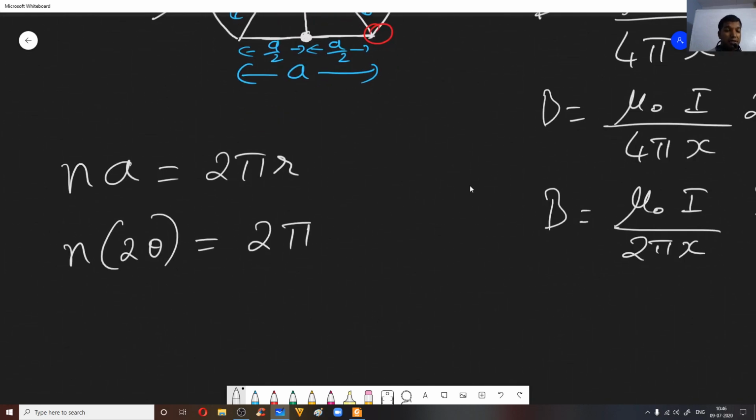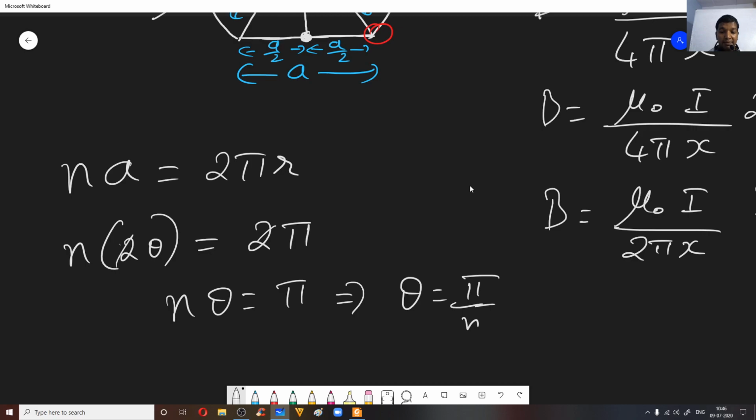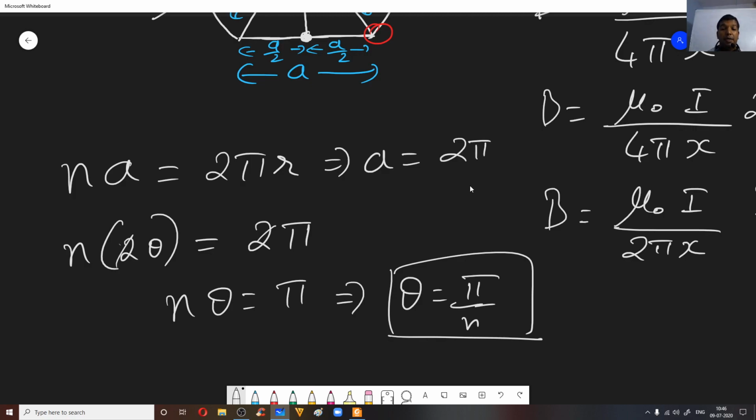So here you can say n theta is equal to pi. So theta you will get as pi by n, and from this expression you can write a is equal to 2 pi r divided by n. So 2 pi by n into r. So let us keep these two things ready.